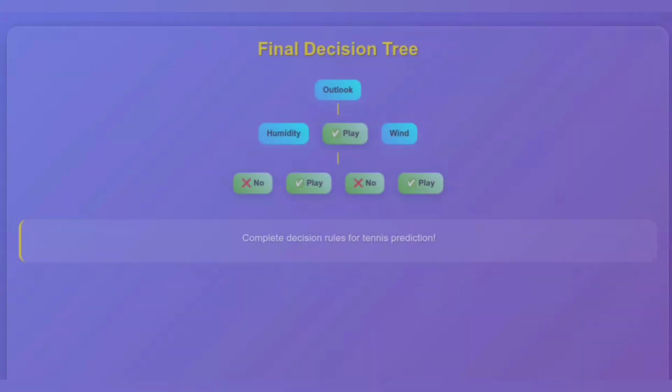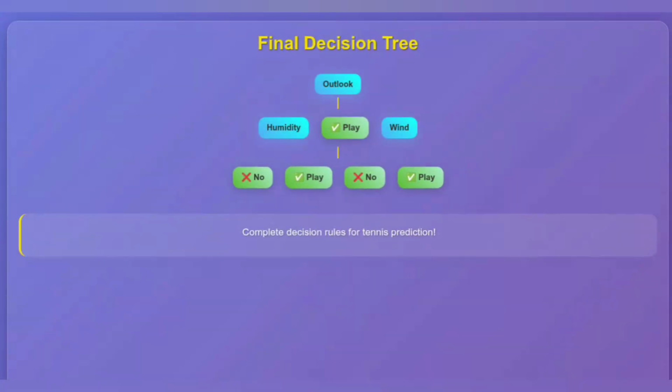After analyzing all possibilities, our final tree looks like this. If outlook is overcast, play tennis. If outlook is sunny, check humidity. If high, don't play. If normal, play. If outlook is rainy, check wind. If strong, don't play. If weak, play.